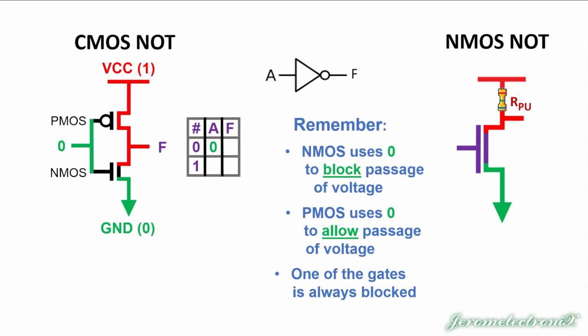Okay. The output then is, notice the 0 opened or allowed the flow through the PMOS gate, and that allowed the flow to come down through F. So really, F is going to be a 1, which means high voltage coming out.